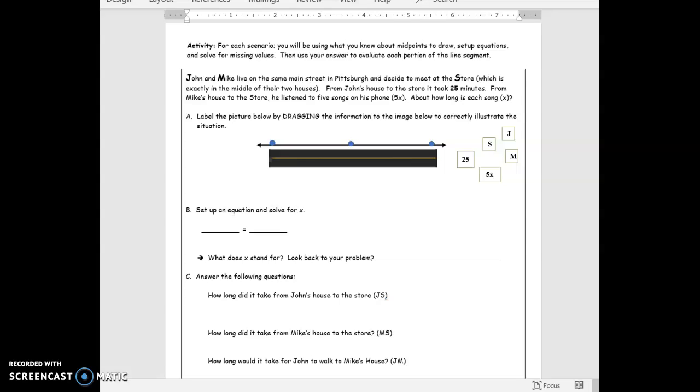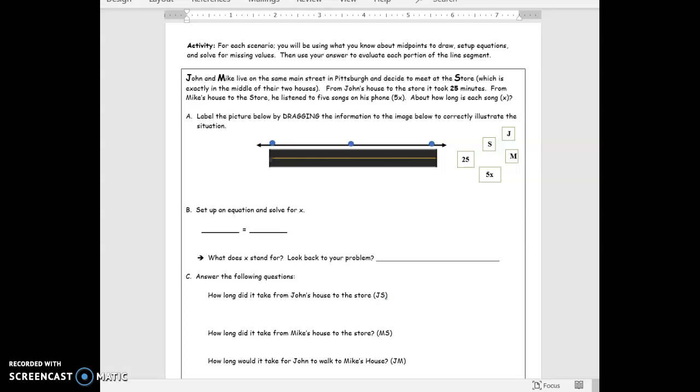It says John and Mike live on the same main street in Pittsburgh, and they decided to meet at the store, which is exactly in the middle of their two houses. From John's house to the store, it takes 25 minutes. From Mike's house to the store, he listened to 5 songs on his iPhone, which is going to be represented as 5x. So how long is each song?